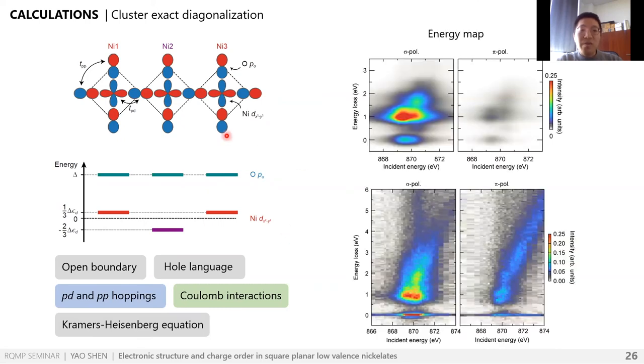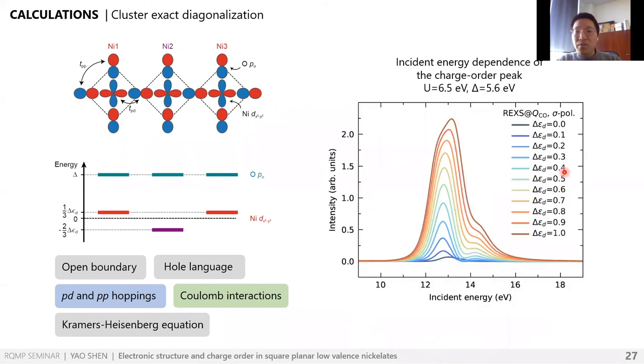So first we check if these parameters are appropriate for this material. We calculate the energy map in sigma and pi polarization channels at the nickel edge and compare these results with experimental data. Since we have only three sites, it's a small cluster, so we can only reproduce localized excitations, such as the dd excitations. The fluorescence comes from continuous states from a band structure, and to realize a band structure you need a very large lattice. So we cannot reproduce the fluorescence, but we can reproduce the localized excitations, and they are quite consistent with each other, indicating that the parameters we use are good for this material. So we can go to the charge order calculations.